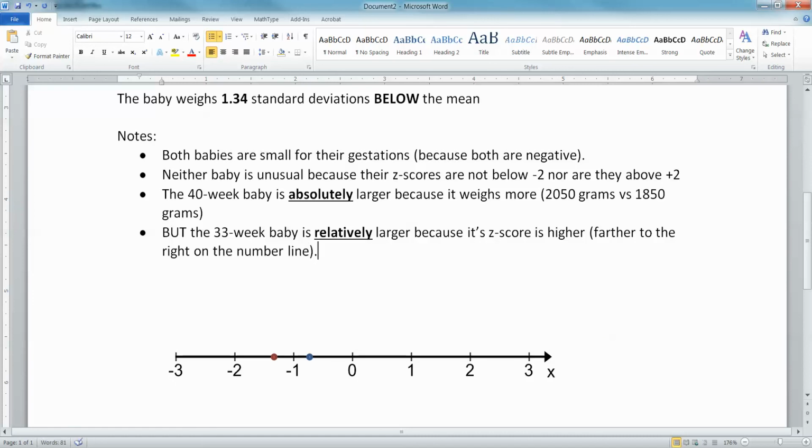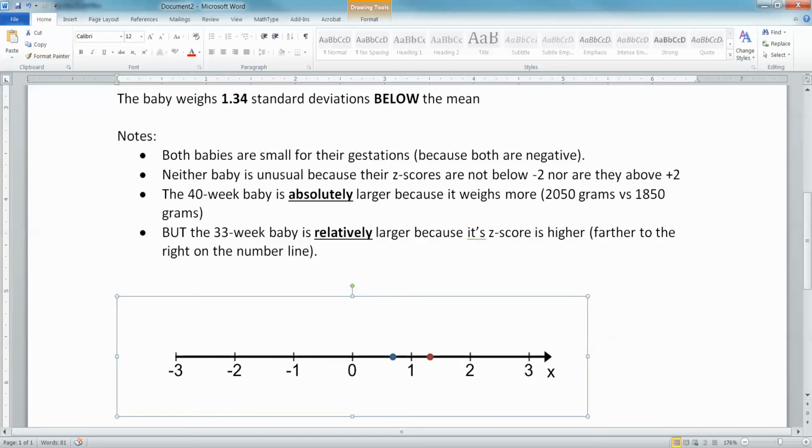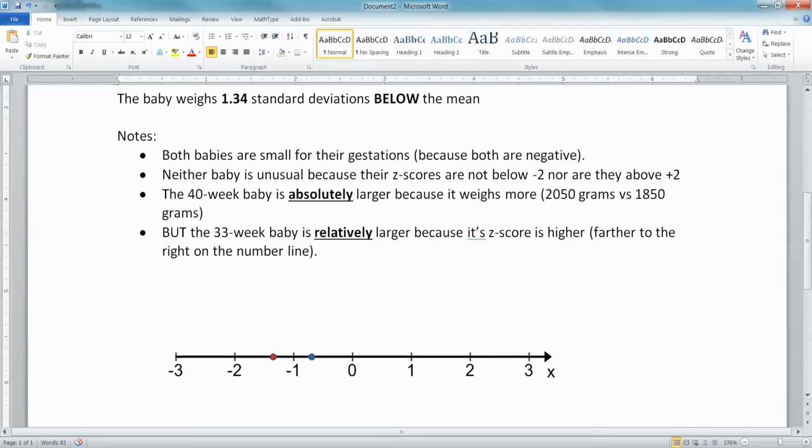If they were both positive numbers, if it was positive 1.34, which would be over here, and positive 0.787 over here, then the red baby, the 40-week-old baby, would be the bigger baby, right? But that's not how it worked out. It worked out that the 40-week-old baby was over on the left here, and then the 33-week baby was over here. That means that the 33-week baby is actually the bigger baby in relative terms, not in absolute terms, because the 40-week-old kid's still bigger, but in relation to all the babies that have the same gestation period, the 33-week-old baby is the bigger baby.